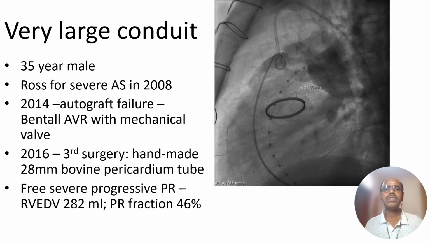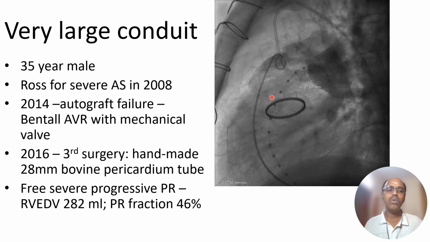What happens if there is an extremely large conduit? This is a 35-year-old male who had a Ross procedure initially. Subsequently, the autograft failed, so he gets a Bentall procedure. So this is a Bentall aortic mechanical valve. And he gets a third surgery where the previous pulmonary homograft was changed into a handmade 28 millimeter bovine pericardial tube. This pericardial tube progressively degenerates and leads to severe pulmonary regurgitation with a massively dilated right ventricle.